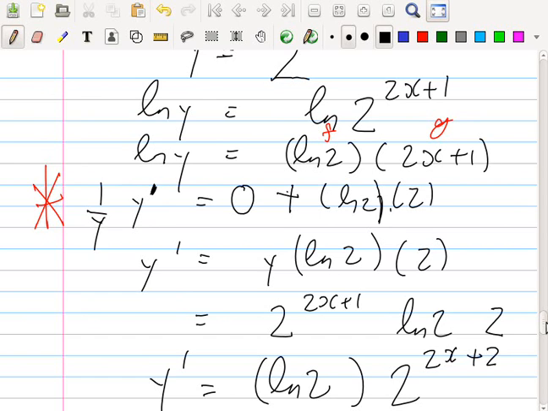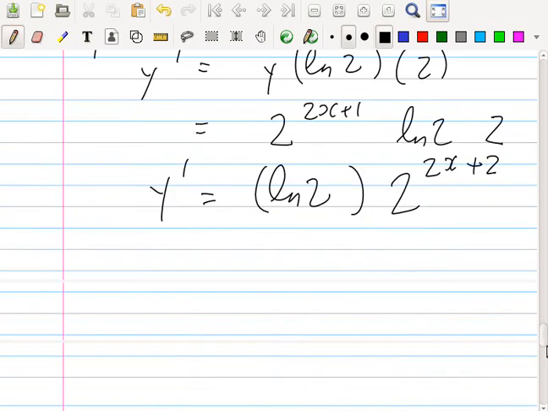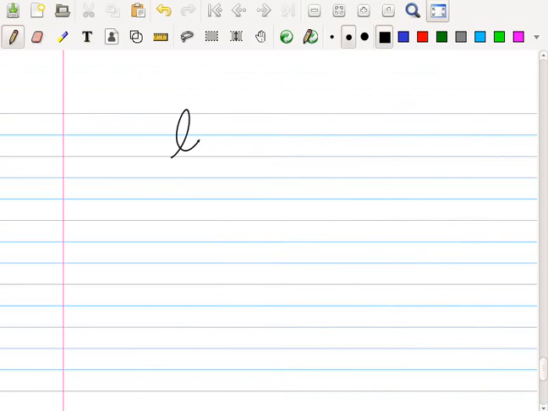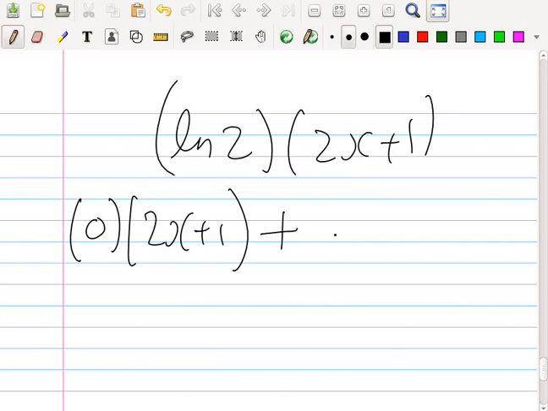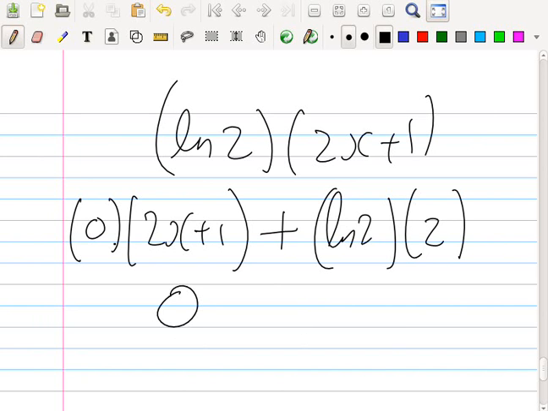Here. On the third line, I have log 2. Please, everybody, look carefully. Log 2 times 2x plus 1. So I'll use the product rule. What's the derivative of log 2? 0. And then keep log 2 the same. And then what's the derivative of 2x plus 1? 2. Yeah? So in my answer, I just wrote 0 for all of that.